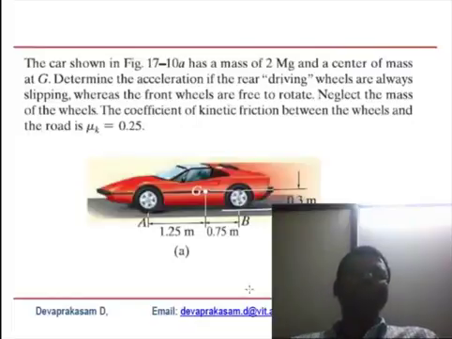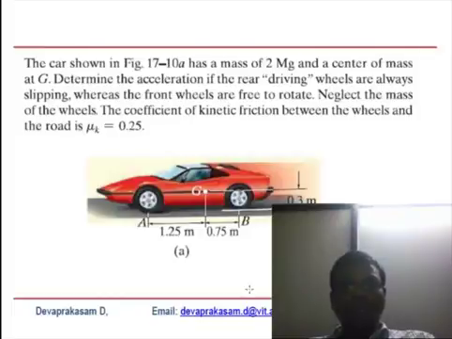So now we see the second case, the second problem. The car shown in this figure has a mass of 2000 kilogram, or 2 Mg. The center of mass is at G. Determine the acceleration if the rear driving wheels are always slipping, whereas the front wheels are free to rotate. The constraint here is, if the front wheels are free to rotate, it means there is no friction. The rear wheels are slipping, which means there is friction. Neglect the mass of the wheels. The coefficient of kinetic friction between the wheels and the road is given here.